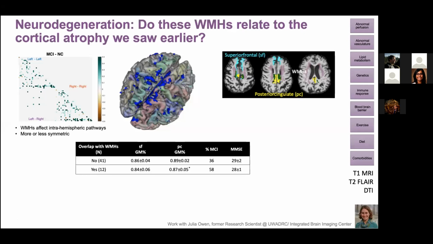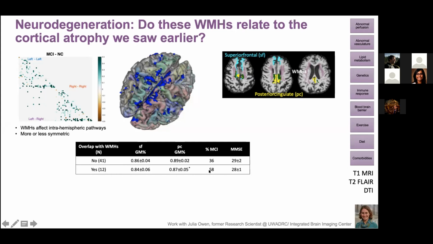In a group of 53 individuals, when we look at the data, we found that there were 12 people in which this particular pathway was affected. In those people, we did find that their cortex was different. If this pathway was affected, their cortex was atrophied. Also, the group whose pathway was affected had more people who had cognitive impairment.